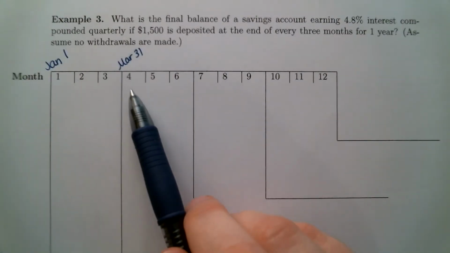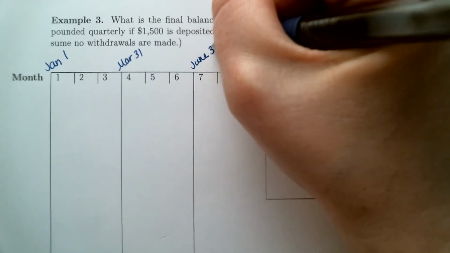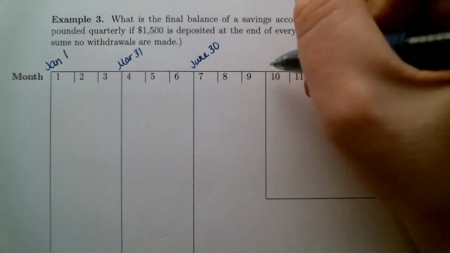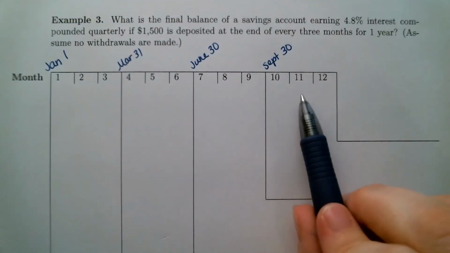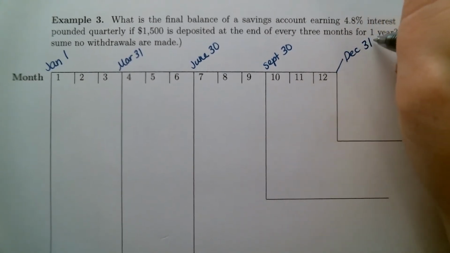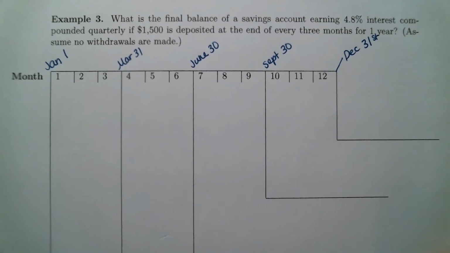This vertical line is representing the end of March, so March 31st. April, May, June. This vertical line, end of June, June 30th. July, August, September. This vertical line, end of September. October, November, December. This is December 31st, end of the year. All right, so let's get started.